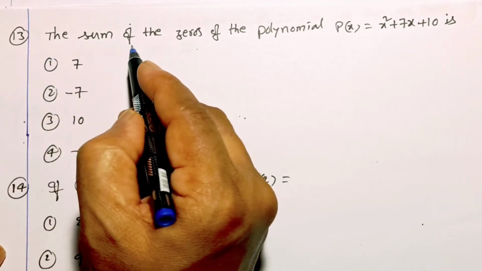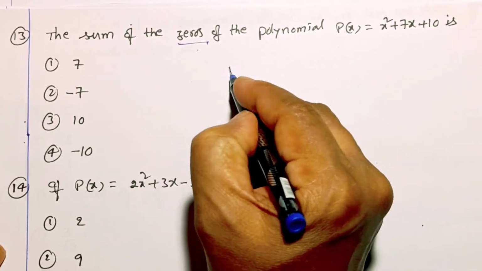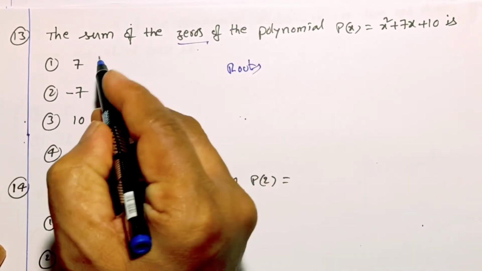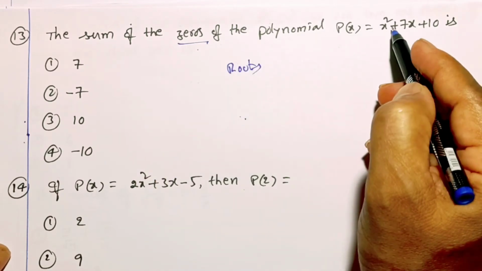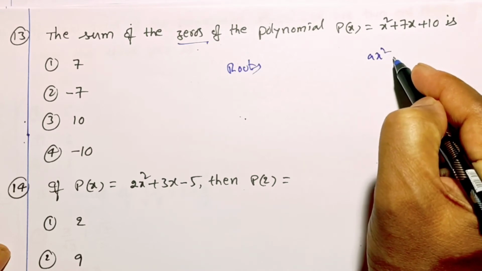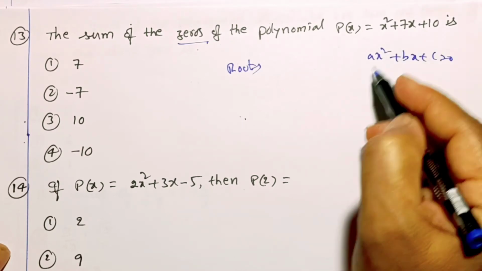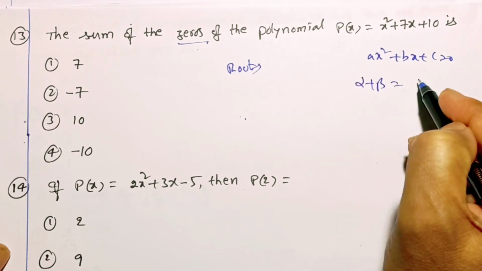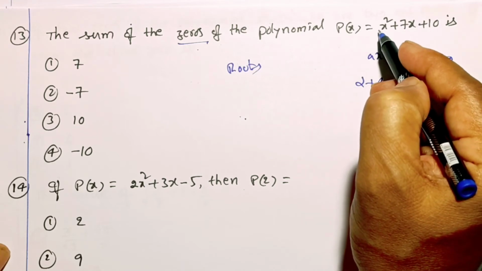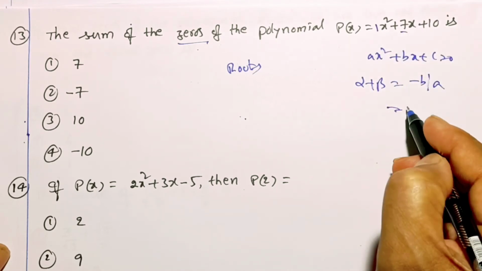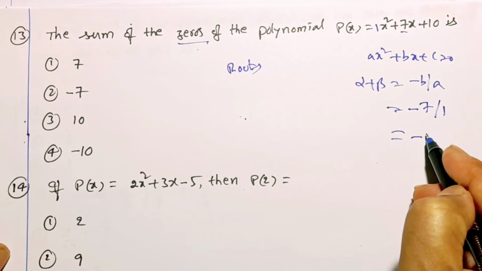Number 13. The sum of the zeros of the polynomial. Zeros means what? Roots. The sum of the roots of the polynomial. For example, compare this equation with ax square plus bx plus c equal to 0. The sum of the roots, alpha plus beta, equal to what? Minus b by a. So here a equal to 1, b equal to 7, minus b by a is minus 7 by 1, which is minus 7.